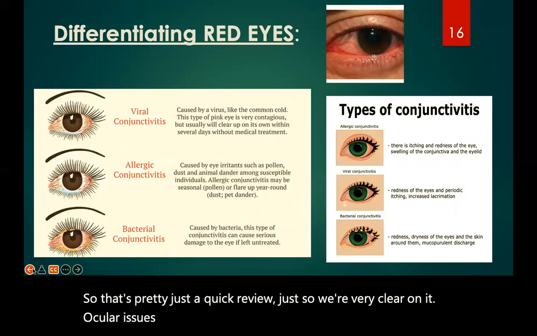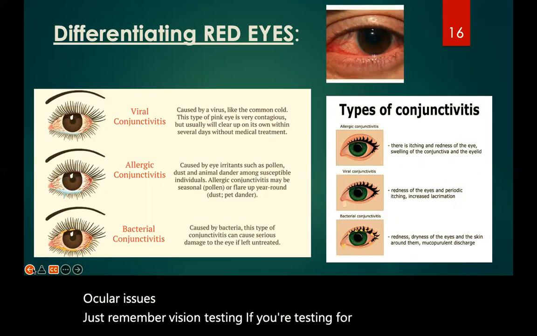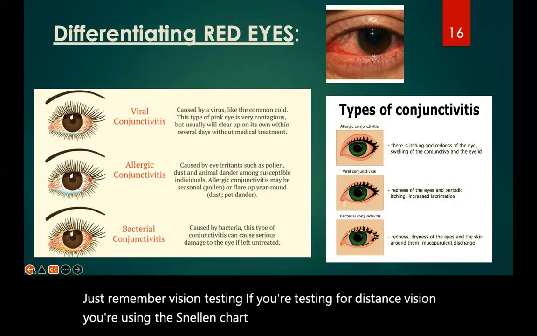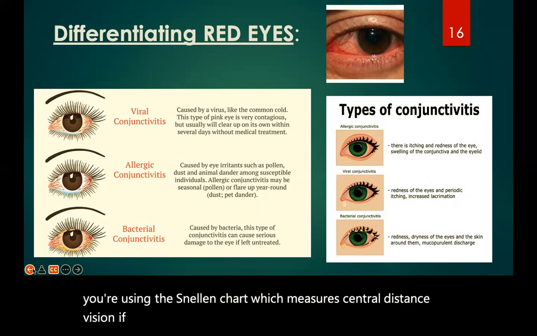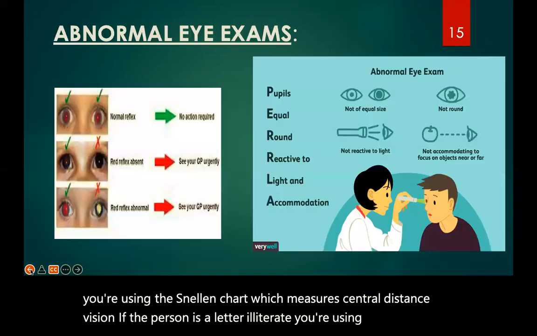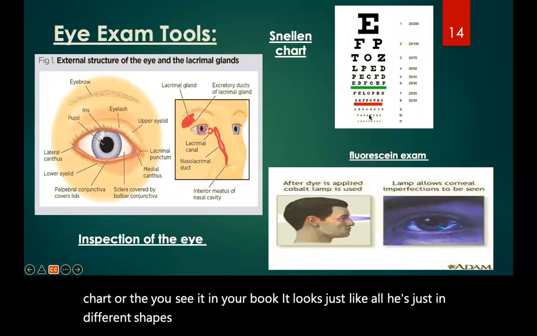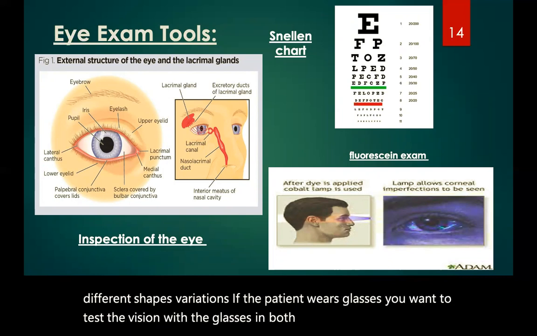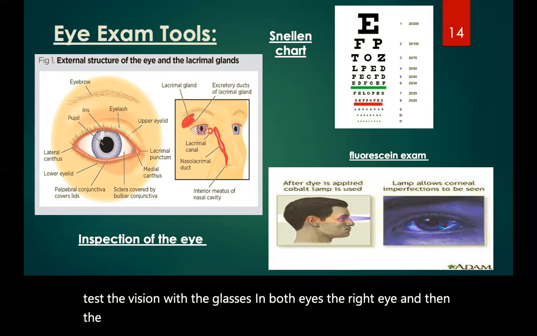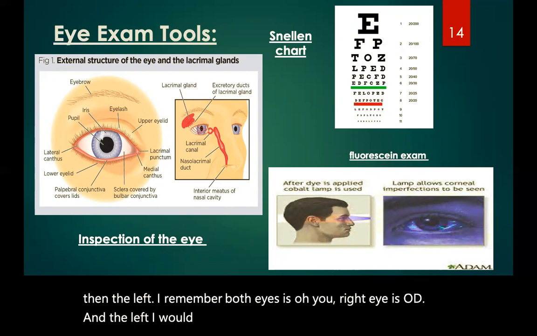Just remember vision testing. If you're testing for distance vision, you're using the Snellen chart, which measures central distance vision. If the person is illiterate, you're using the tumbling E chart, which looks just like all E's, just in different shapes, variations. If the patient wears glasses, you want to test the vision with the glasses in both eyes, the right eye, and then the left eye. Remember, both eyes is OU, right eye is OD, and the left eye would be referred to as OS. S is in Sam.